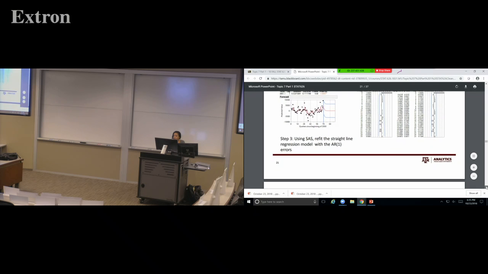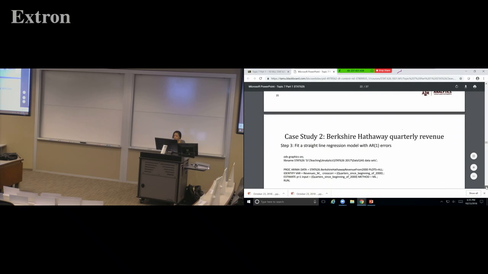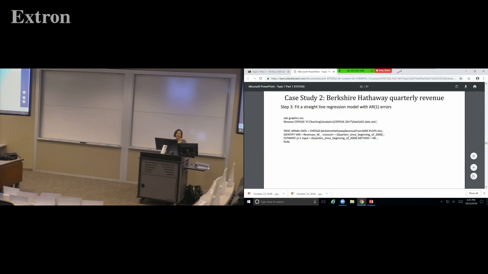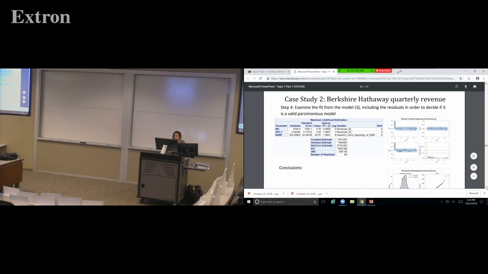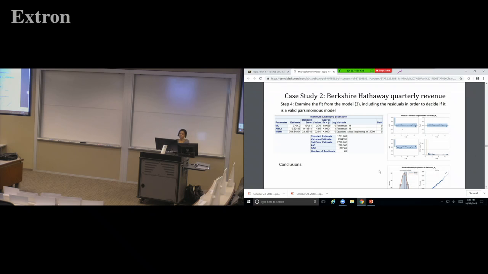All right. So now, because it looked like white noise, we feel comfortable, let's move forward and use SAS to actually fit straight line regression with AR1 errors to our Berkshire Hathaway data. When you fit this straight line regression with AR1 errors to the Berkshire Hathaway data, this is what the output looks like. Okay, so we're finally at the final step, if things look good.